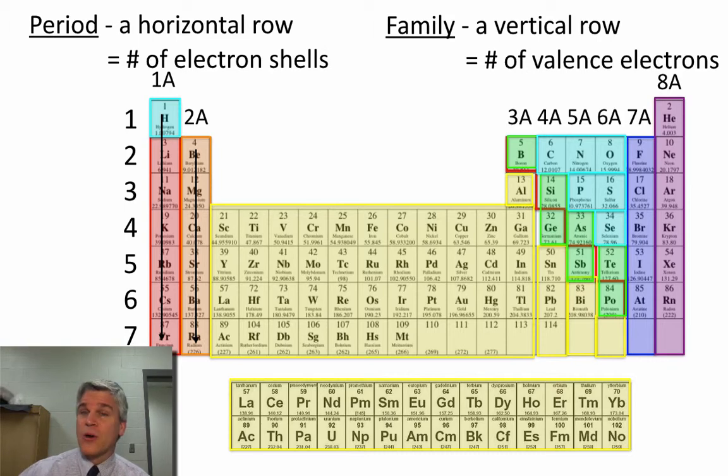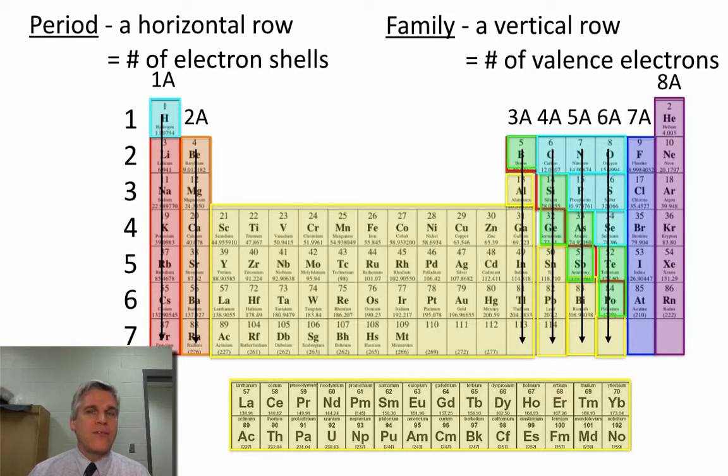So you see how this is going? If it's family 3A, how many valence electrons do you think they would have? That's right, they would have three valence electrons. 4 would have 4, 5 would have 5, 6 has 6, 7 has 7, and family 8A has 8 valence electrons. Now remember, some of these also have names. For instance, family 1A was called the alkali metals. 2A was the alkali earth metals.